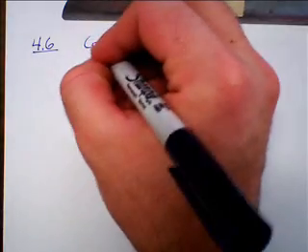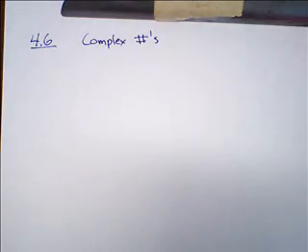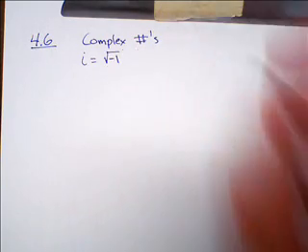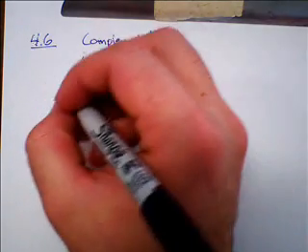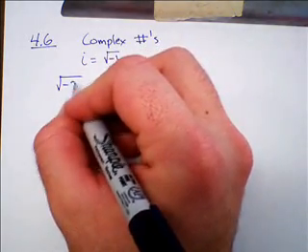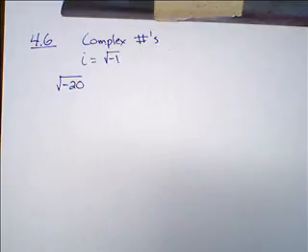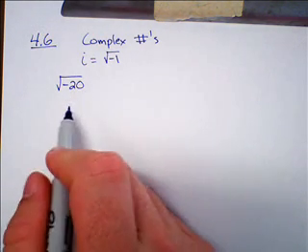Alright, section 4.6 is working with complex numbers, and I'm going to do this video relatively short because we've already discussed in class what an imaginary number is. i is equal to the square root of -1. So, just like the last section, if we had the square root of negative, let's say 20, we know that there's nothing that we can multiply by twice and get a negative number.